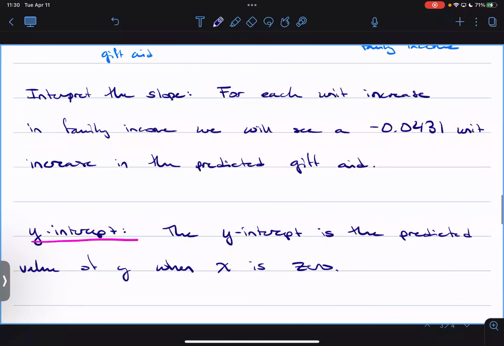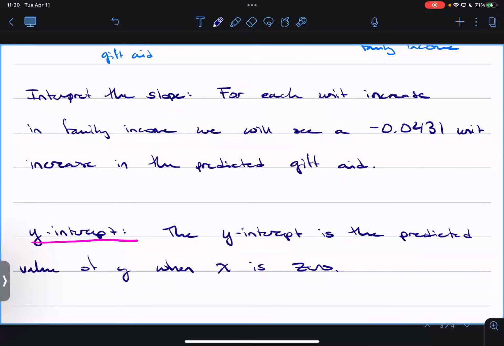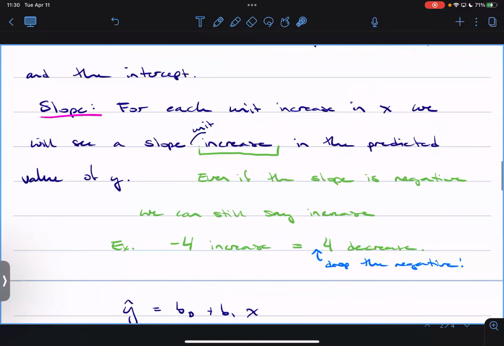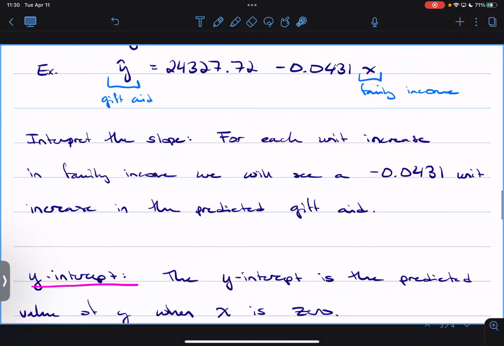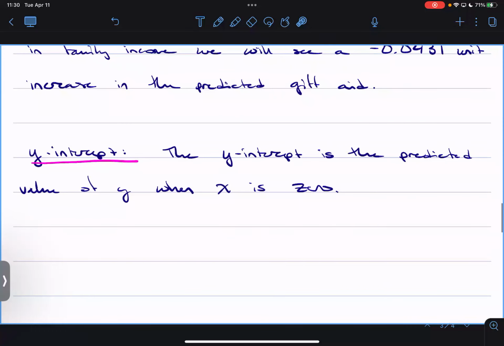So the things that I'm looking for when I'm marking these interpretations, because that's really what we're here for now, I guess, is the y-intercept. You have to talk about X being 0, right? It's the predicted value of y when X is 0. Okay. Here for the slope, it's the unit increase in X, right? For each unit increase in X, we'll see a slope unit increase in the predicted value of y, right? But those are the two things. So how X interacts with the value, right? And how it impacts your y hat. That's what I want to know about.